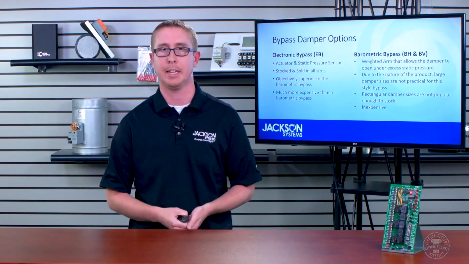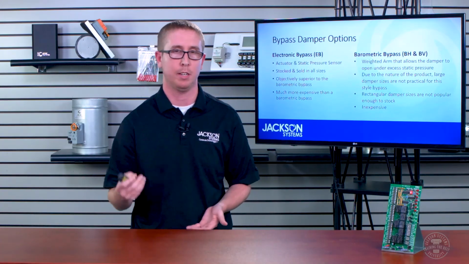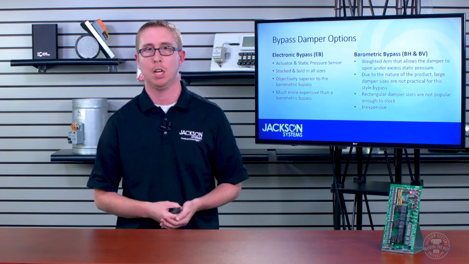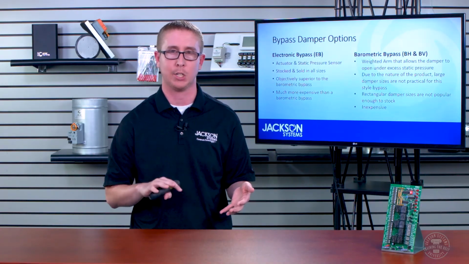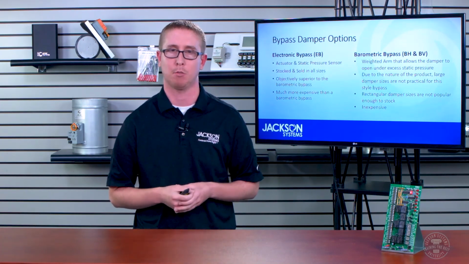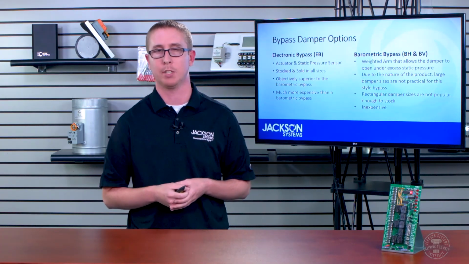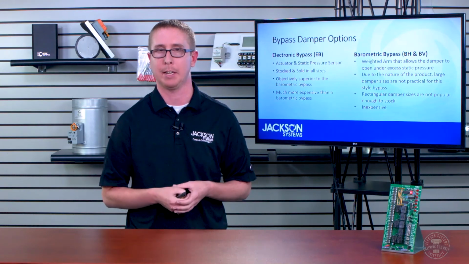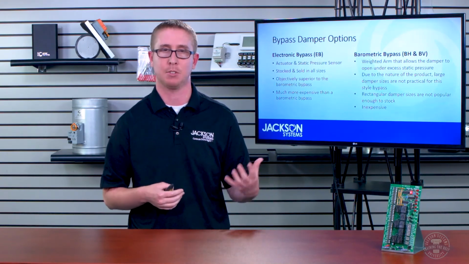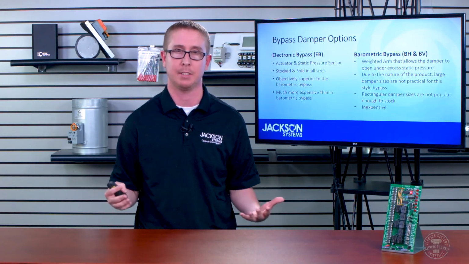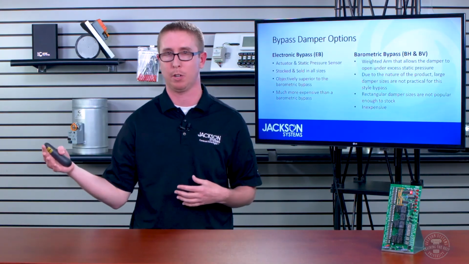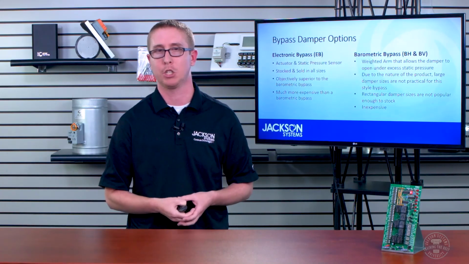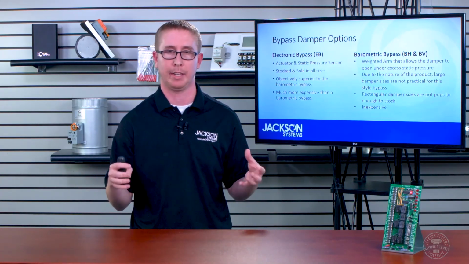We sell 2 different kinds here at Jackson. The superior one is the electronic bypass damper. What this is, it's a damper assembly that has that heavy torque actuator and a static pressure sensor mounted right on it. All you would have to do is get 24 volts to it and you would be ready to go. That damper is stocked and sold in all of our typical sizes. And again, it's just objectively superior to the barometric, which we're going to talk about next. It's just going to be heavy duty, really sturdy.